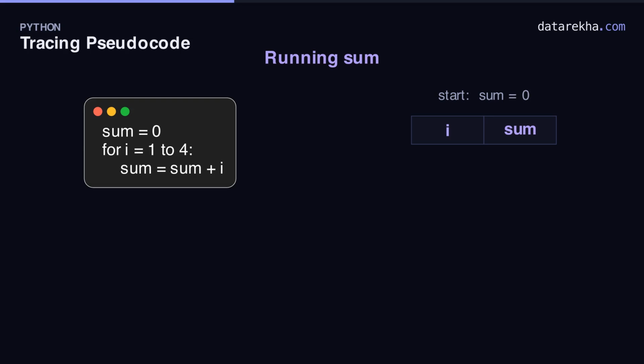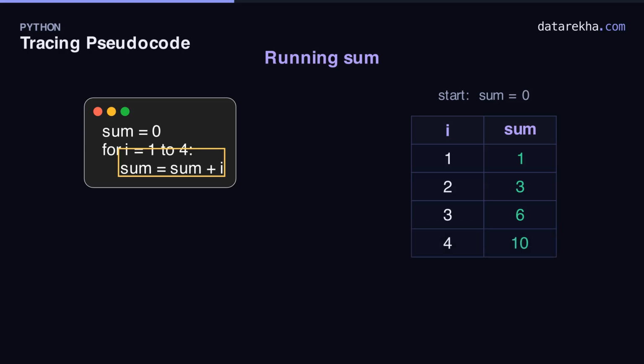Write the columns, I and sum, and record the starting value. Sum is 0 before the loop even begins. I is 1. Sum was 0, plus 1 is 1. First row. I is 2. Sum was 1, plus 2 gives 3. I is 3. 3 plus 3 is 6. I is 4, the last value. 6 plus 4 is 10.